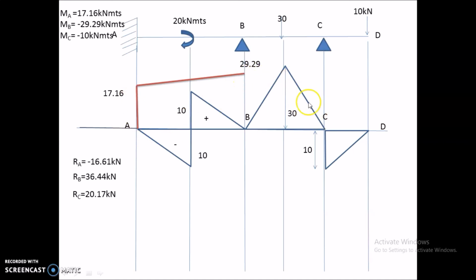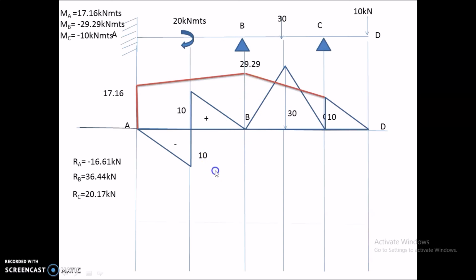And coming to MC, it will be minus 10 kilonewton meters, so I mark 10 here and join it with a straight line, and MD here is 0. Since I have drawn this minus 10 here, I will omit this one. I will clear this one. And coming to this point, here MA is plus 17.16 and here it is minus 10, so I left this like this. So this is the bending moment diagram of this continuous beam.